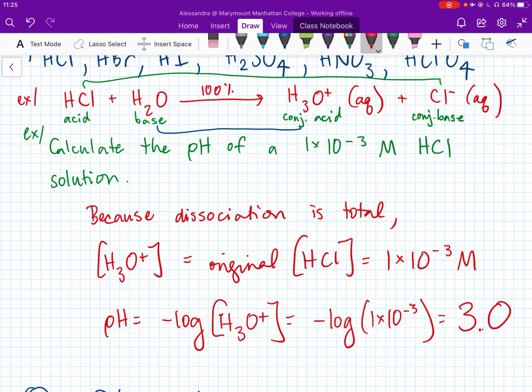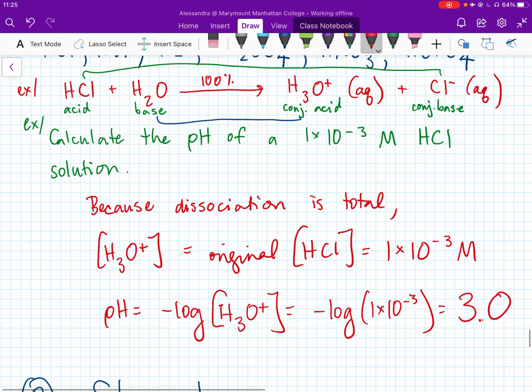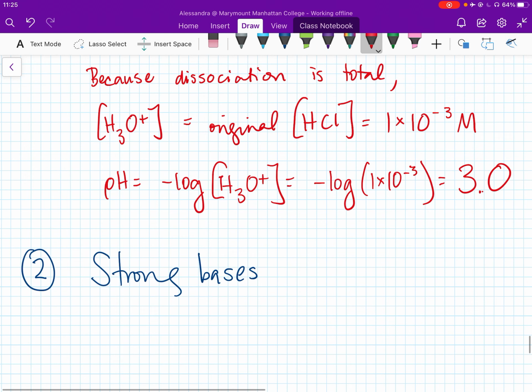A 1 molar solution of HCl would have a pH of 0. Okay, so the more concentrated the HCl is, the lower the pH is going to be. And it's very easy to calculate because dissociation is total. Now let's talk about strong bases.